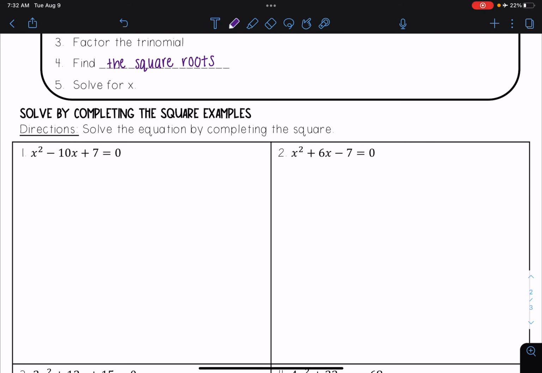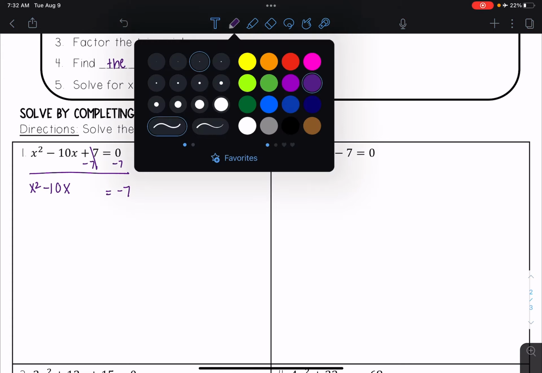So this first one, I have x squared minus 10x plus 7 equals 0. My coefficient of x squared is already 1, so I don't have to worry about that. So my next step is to go ahead and move my c to the other side. So I'm going to subtract 7 from both sides. So I'm left with x squared minus 10x. I'm going ahead and leave a space because I'm going to be adding something here. It's equal to negative 7.